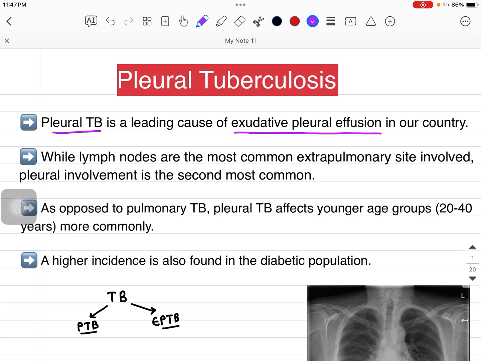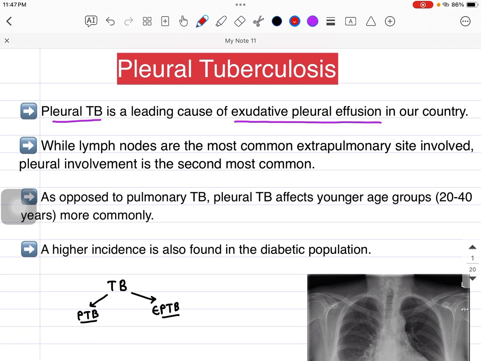If we talk about pleural effusion, we have two categories: exudative and transudative. There are many etiologies, many diseases which can cause exudative pleural effusion, and some diseases which can cause transudative pleural effusion. There is a long list, and we'll talk about that in some other class, but over here let me tell you, pleural tuberculosis is one of the leading causes of exudative pleural effusion.